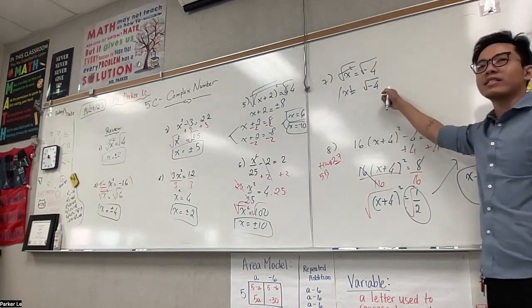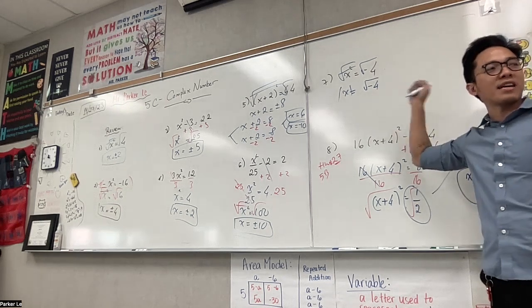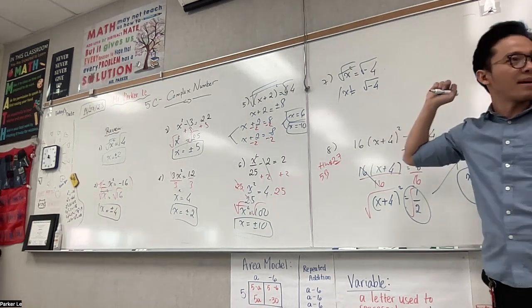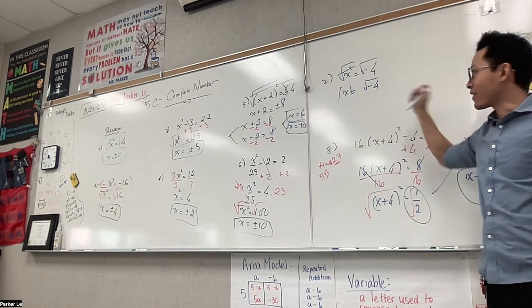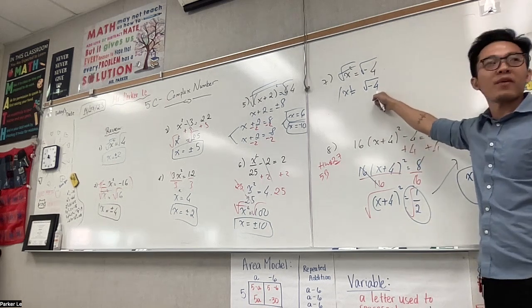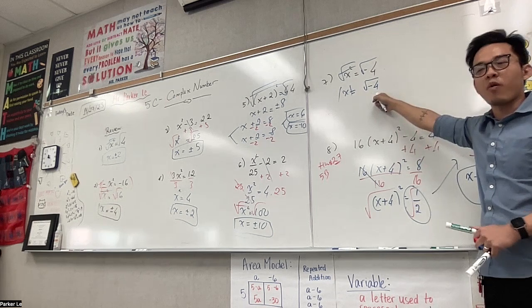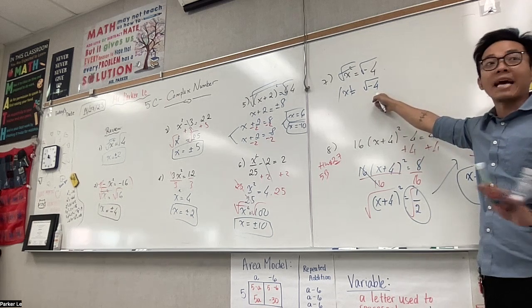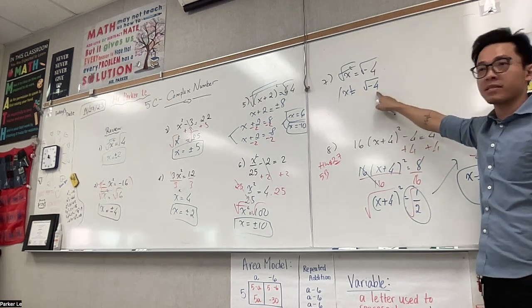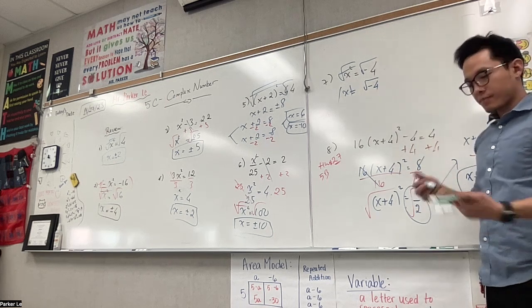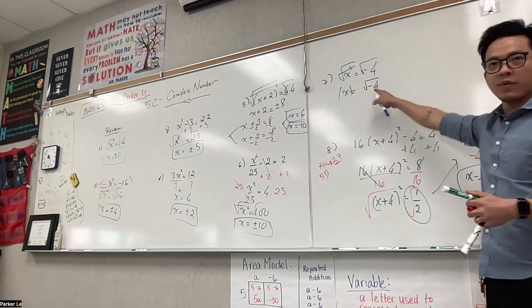But what did we say about negative inside a square root? Does it ring any bell? What did we write about this before? We cannot do anything, right? We cannot have negative inside a square root. But a lot of problems we're going to deal with it.